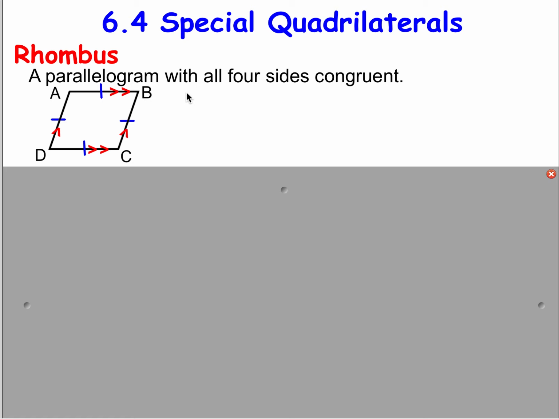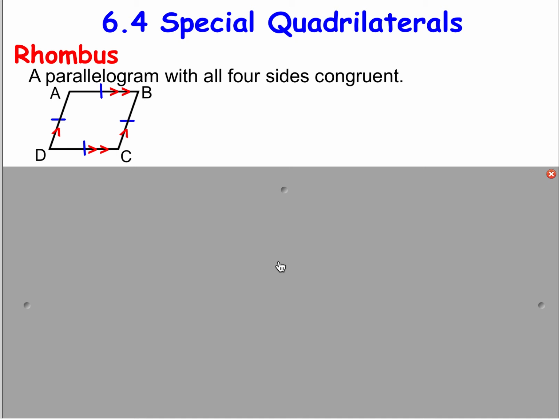I'm going to give you about 10 seconds of silence just to think about what is different about this shape than a square, because a square likewise has four congruent sides. So what makes a rhombus different than a square? Okay. What makes it different than a square? Well, we will see in a second, but I hope your hunch is correct.